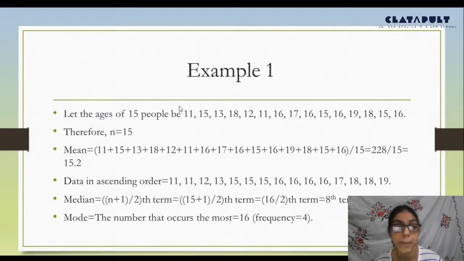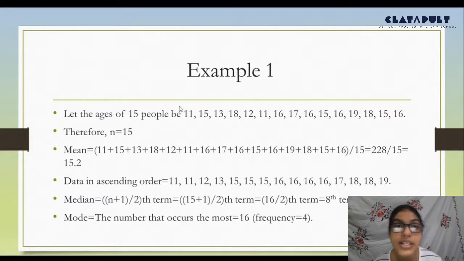The only thing we remember is that it needs to be in order of magnitude. So it needs to be either increasing to decreasing or decreasing to increasing. So we arrange the data in ascending order. We get two occurrences of 11, then 12, 13, 15, 15, 15 three times, 16 four times, 17, 18 twice, and then 19, right? So that is our data value that has been organized or arranged by order of magnitude.